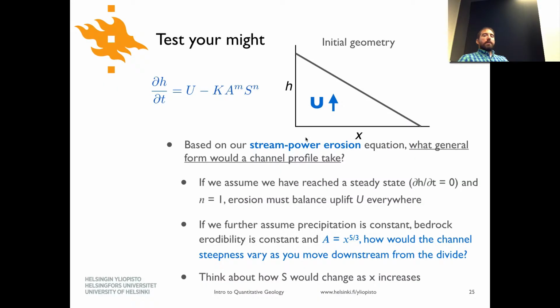The one other thing I'll say, just to help with your discussion, is we're assuming an uplift rate that's constant everywhere. And so what should happen is that this river is going to try to balance the rate of uplift by erosion. So that's the one other thing to consider. It might not help, but that's the one other part to have in mind. So yeah, just talk about it for a couple minutes, and then we'll see what we come up with.